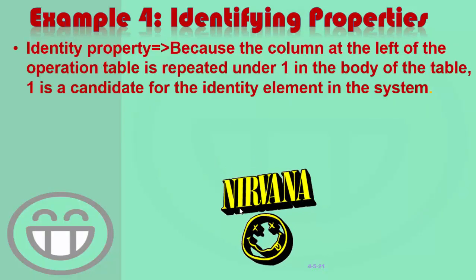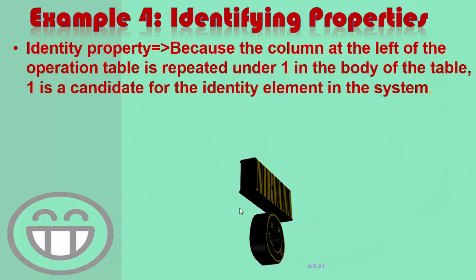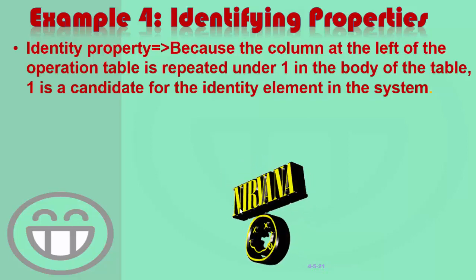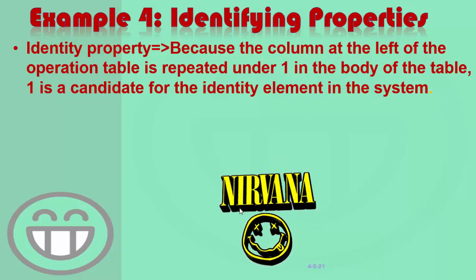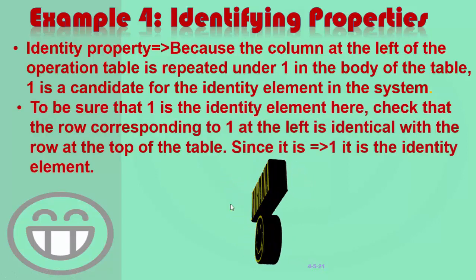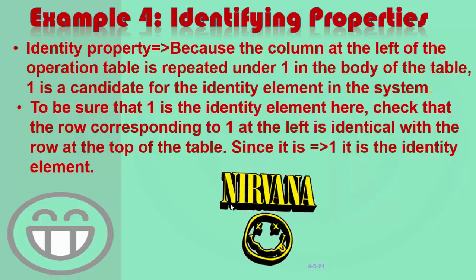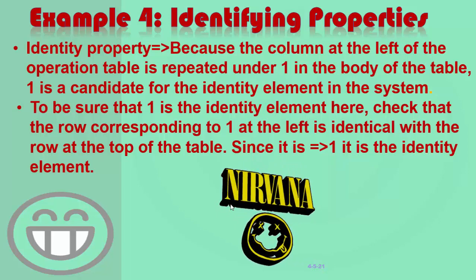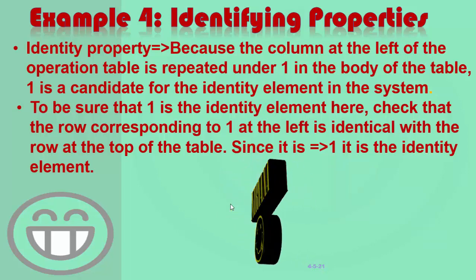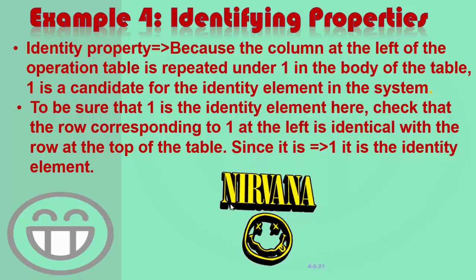The identity element is implied because the column at the left of the operation table is repeated under 1 in the body of the table. 1 is the candidate for the identity element in this system. To be sure that 1 is the identity element here, check that the row corresponding to 1 at the left-hand side is identical with the row at the top of the table. Since it is, this implies 1 is indeed the identity element.